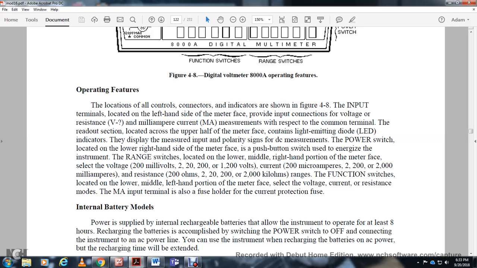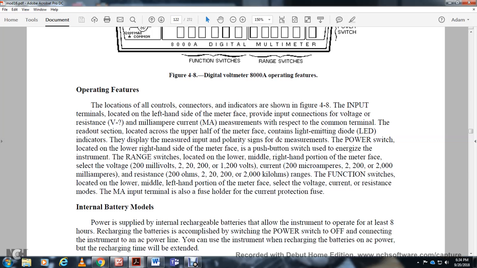The power switch energizes the instrument. The range switch is located in the lower middle right hand portion of the meter face. It selects the voltage ranges: 200 millivolts, 2, 20, 200, and 1200 volts. Current ranges: 200 microamps to 200, 2000 milliamps. Resistance ranges: 200 ohms, 2, 20, 200, 2000 kiloohms. The function switch is located in the lower middle left hand portion of the meter face. It selects the voltage, current, or resistance mode.